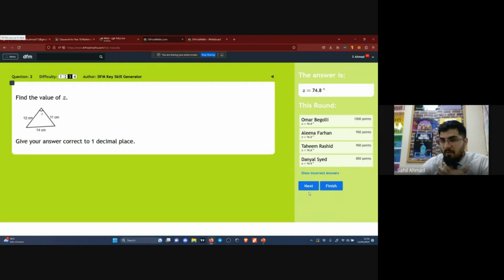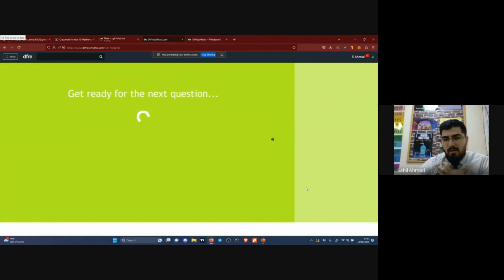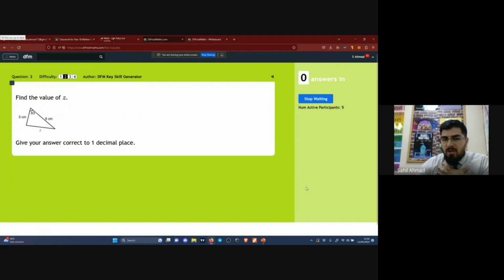Okay, the answer is 74.8. Well done to 4 of you. Amazing work. Now, ready for the next question. 3, 2, and 1. So we have another missing length question. This time you're working out the length Z, which is missing. Remember to label the triangle however you wish, that makes it easy for you. And let's work this out.